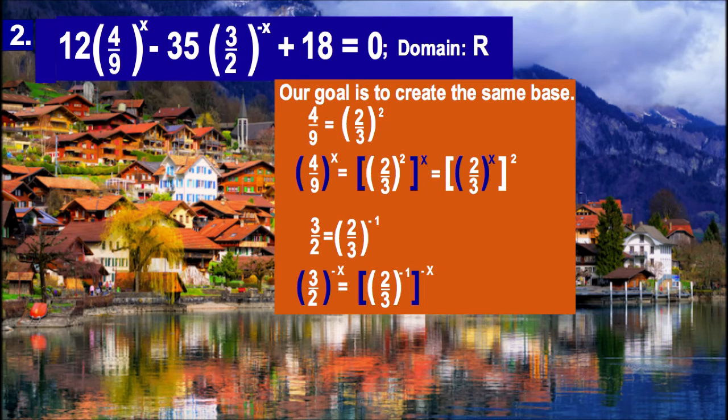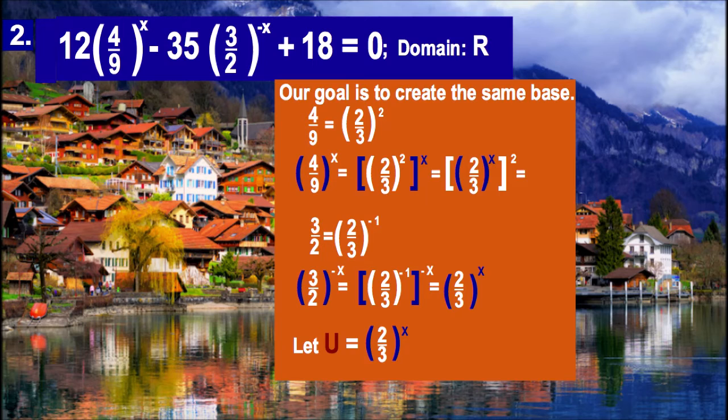3 over 2 raised to the negative x equals 2 over 3 raised to the negative 1, everything raised to the negative x, which equals 2 over 3 everything raised to the x. Let's let u equal 2 over 3 everything raised to the x, such that 4 over 9 raised to the x is equal to u squared. And 3 over 2 raised to the negative x equals u.